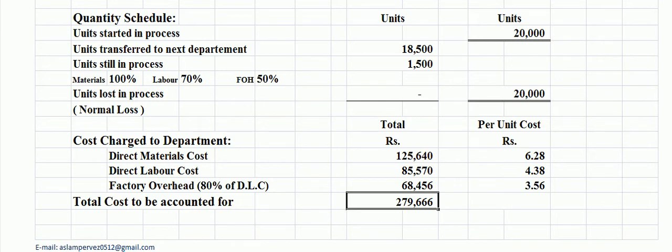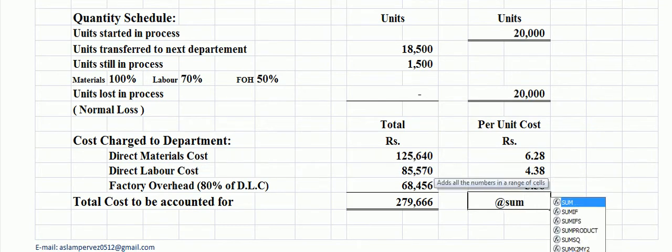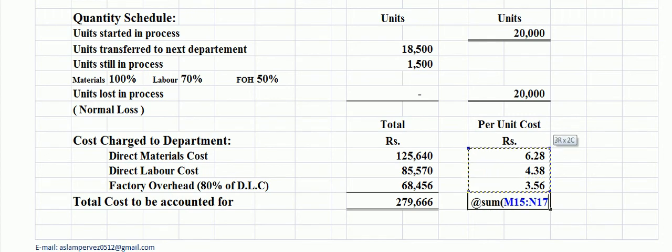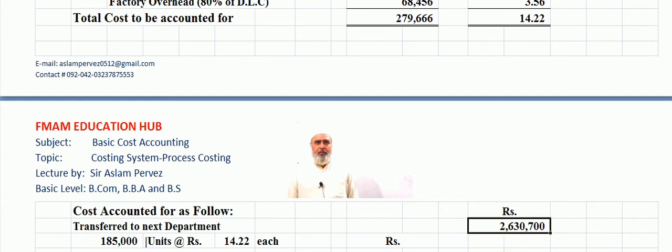Add up these values here. This is the 14.22. This is the 14.22. Again add vertically. Sum. Now students, this is the unit per cost. Total cost per unit is 14.22.